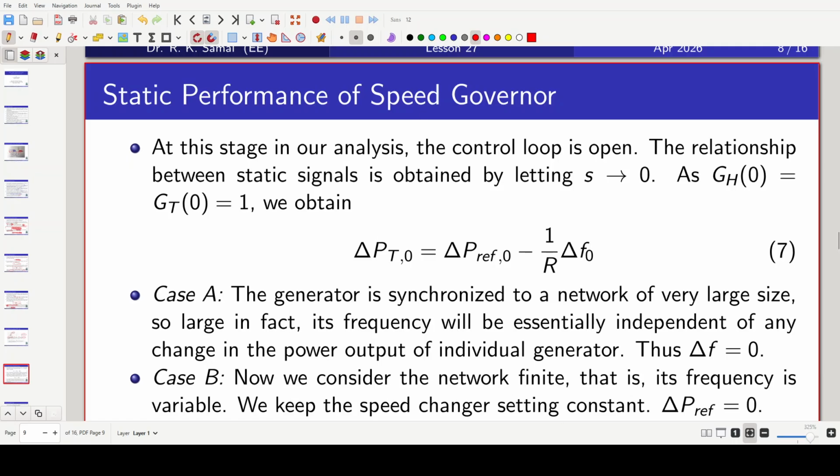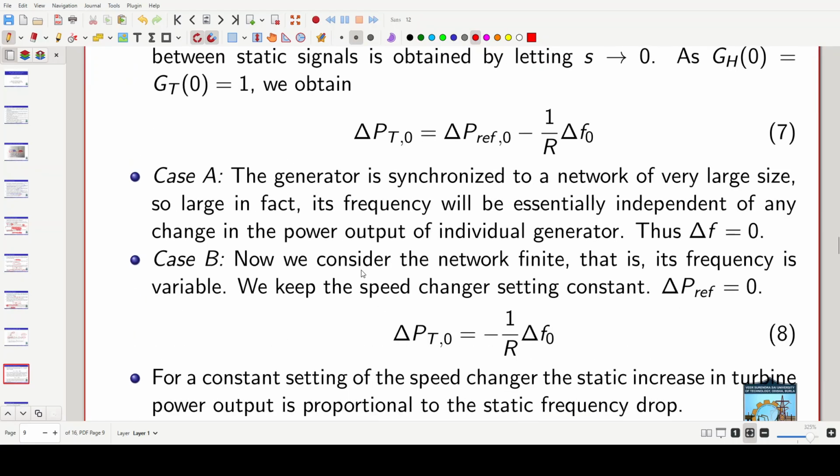So as I have said, static means limit s tends to 0 in the Laplace domain. So suppose the frequency is 50 Hz. Eventually the governor should result in 50 Hz output irrespective of the power increase or decrease. So delta F, that means the final change in frequency, should be 0. It should be 50 Hz.